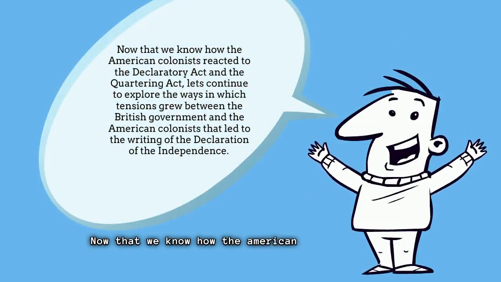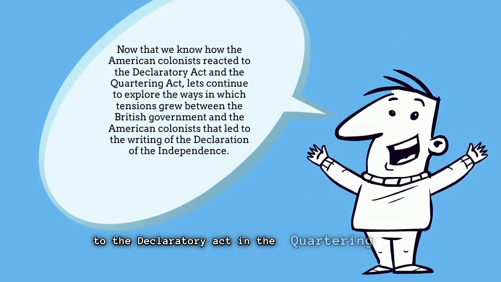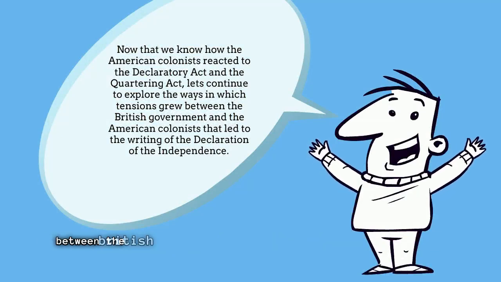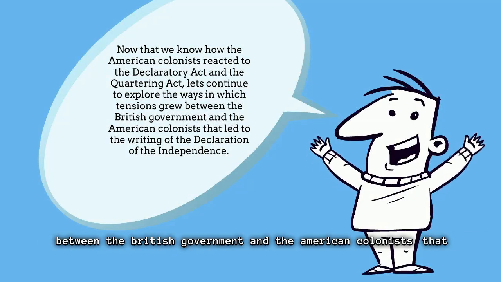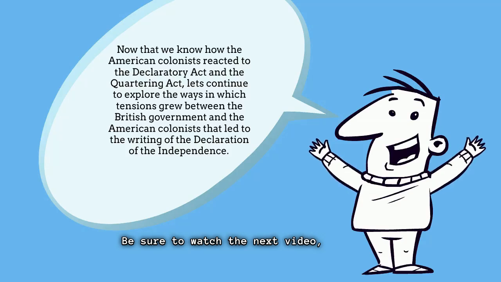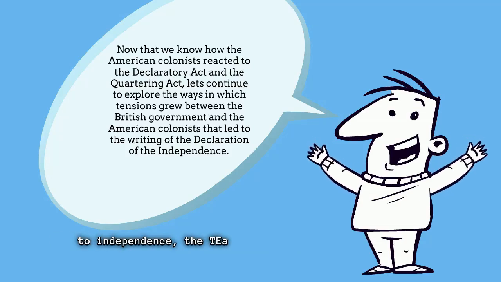Now that we know how the American colonists reacted to the Declaratory Act and the Quartering Act, let's continue to explore the ways in which tensions grew between the British government and the American colonists that led to the writing of the Declaration of Independence. Be sure to watch the next video, The Road to Independence, the Tea Act, and the Intolerable Acts.